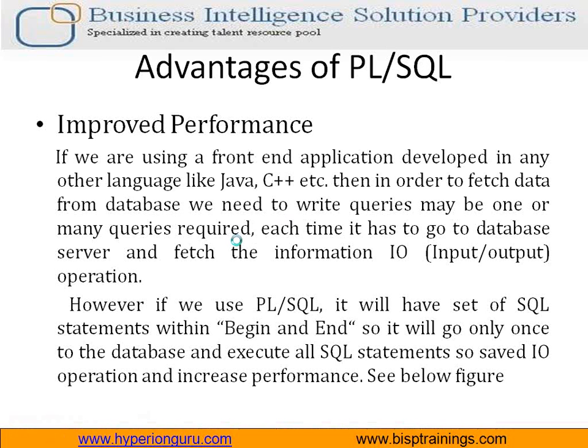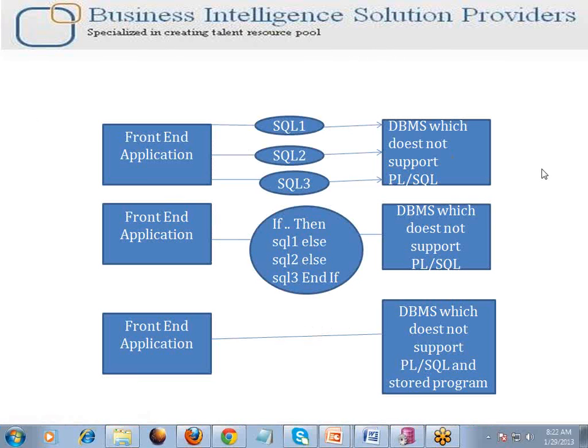I'll show you here in the next slide. You can see the front-end application, which may be developed in Java. If you require information from the database, you have to write the first SQL, the second SQL. There may be n number of SQLs. What happens? If you write one SQL, it will go to the Oracle database or any database, fetch the information and come back to the front-end application. Second, if another type of information is required, you write another SQL, go to the DBMS, and come back again. So you can see there are 3 input outputs with 3 SQLs, which increases the network traffic and degrades performance. Remember, input output is the biggest killer of SQL performance.